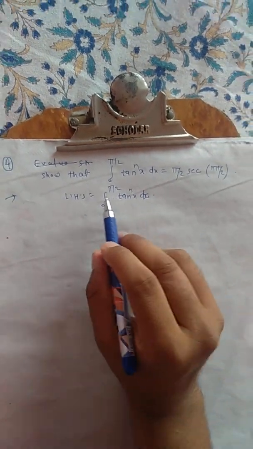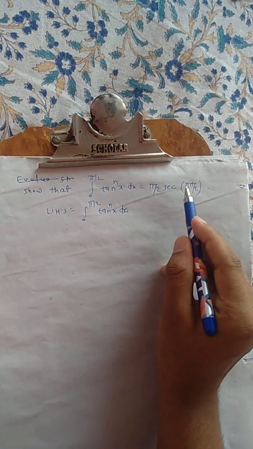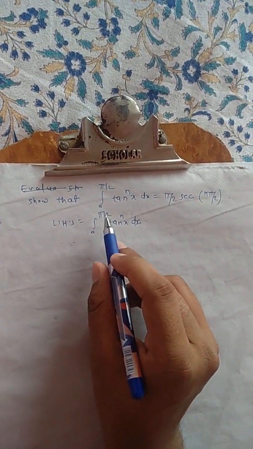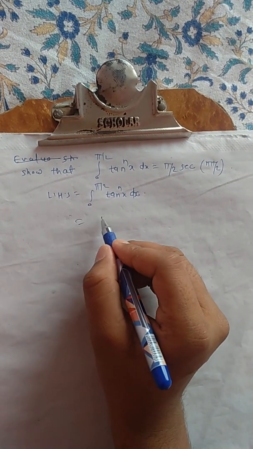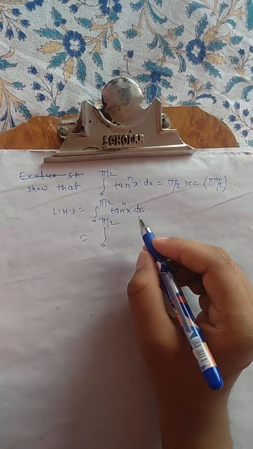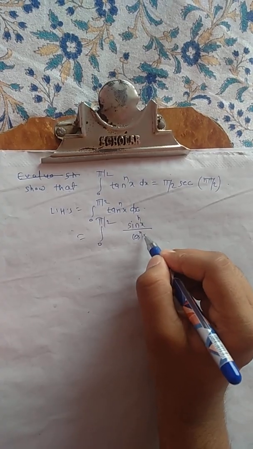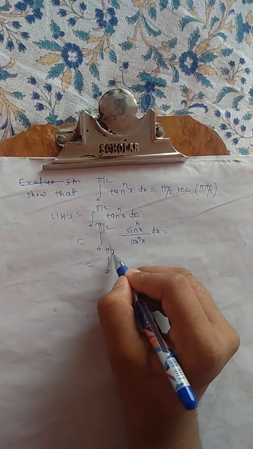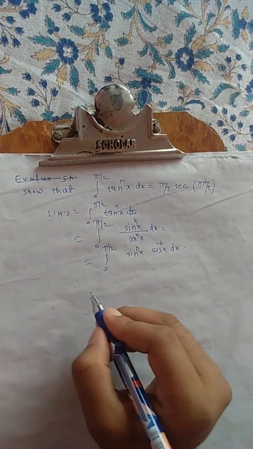Considering another problem, show that integration from 0 to pi by 2 tan raised to nx dx is equal to pi upon 2 times sec n pi upon 2. So for that I am considering LHS is equal to integration 0 to pi by 2 tan raised to nx dx, which is equal to integration 0 to pi by 2. Tan is sine upon cos, so sine raised to nx upon cos raised to nx dx, which is equal to integration 0 to pi by 2 sine raised to nx cos raised to minus nx dx.